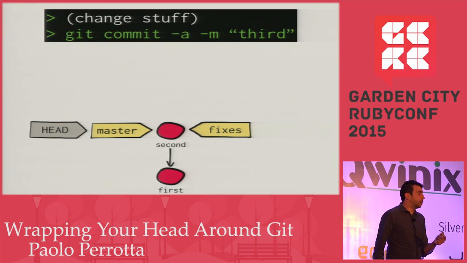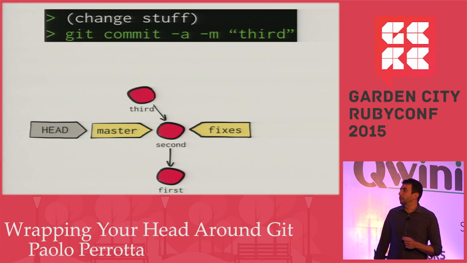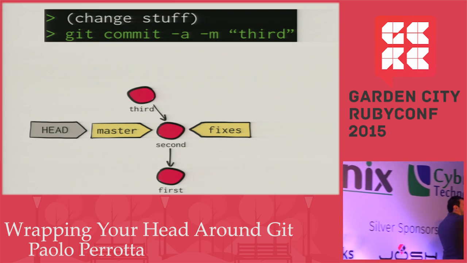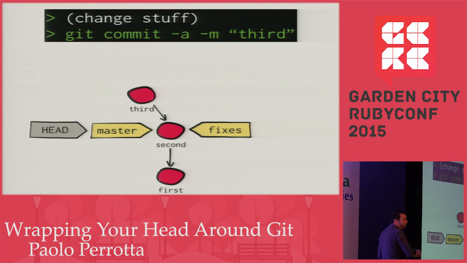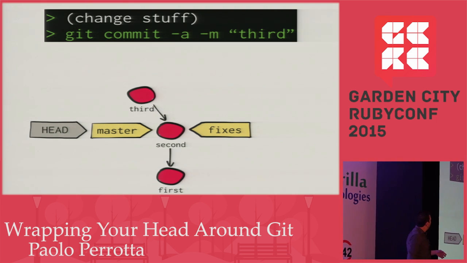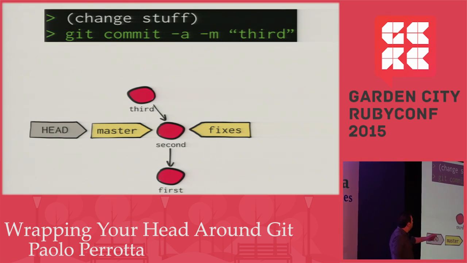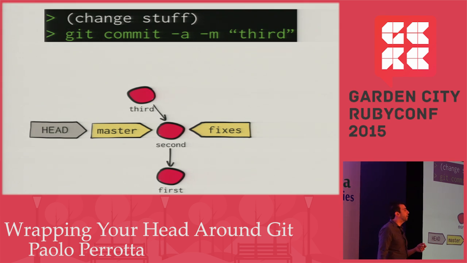Well, I'm creating a new commit. So the new commit will be, let's say, here. I'm bending it sideways because of what comes later. This is brand new, and it's a commit that has as a parent the previous current commit, the one pointed at by HEAD, which is pointing at master, which is pointing at it.